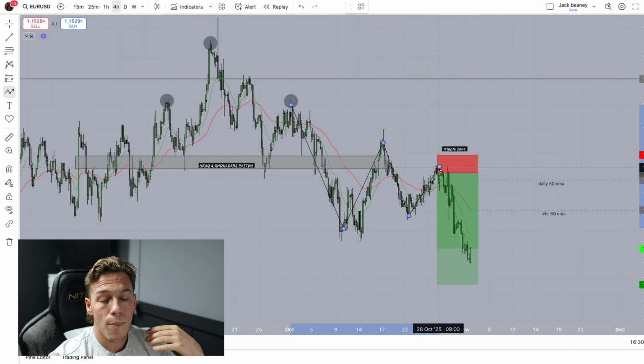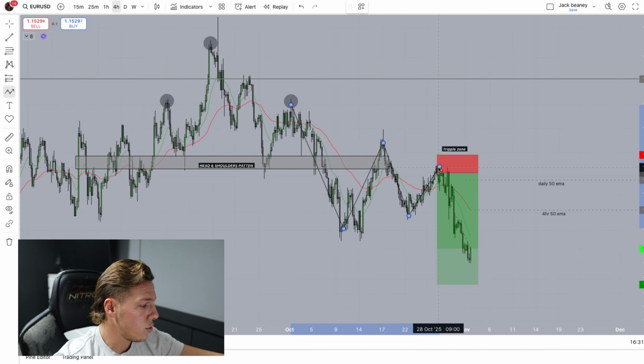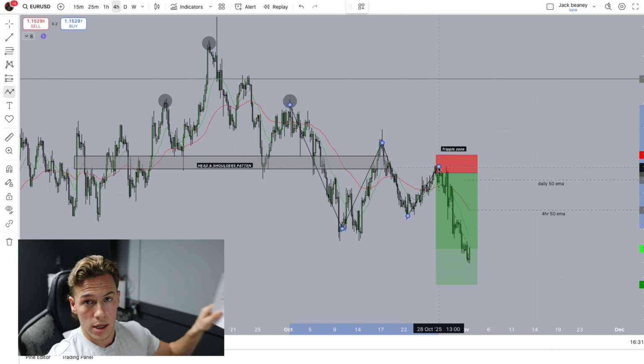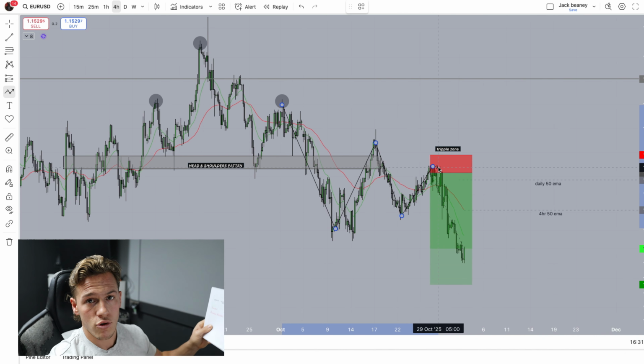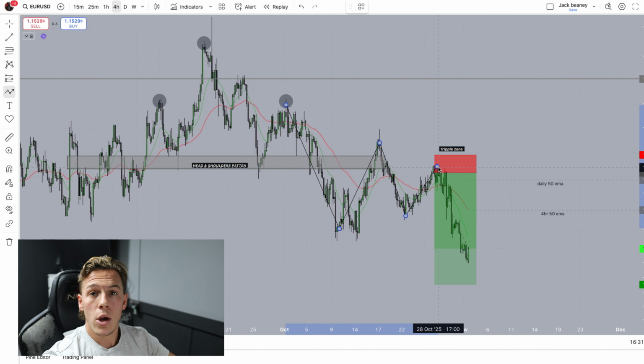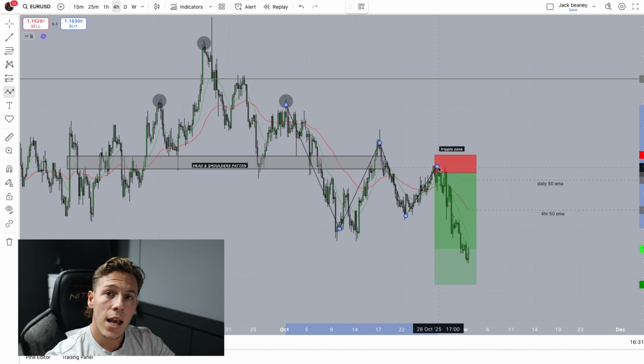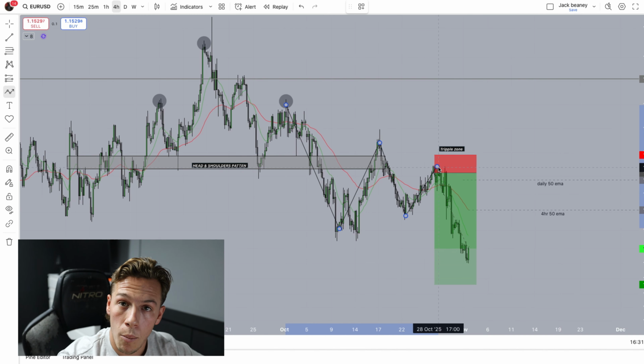But now we need to stack our barriers and our confluences using our traders checklist. If you haven't got a traders checklist, you need that, and you can find that inside the Limitless Trading Club, and that will help you keep your emotions out of your trades and also your strategy on point.